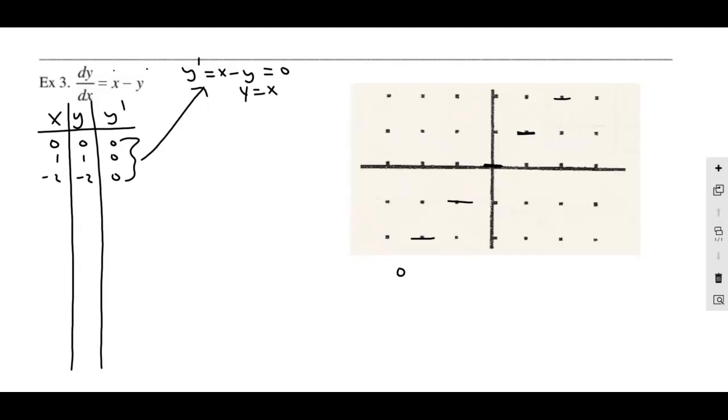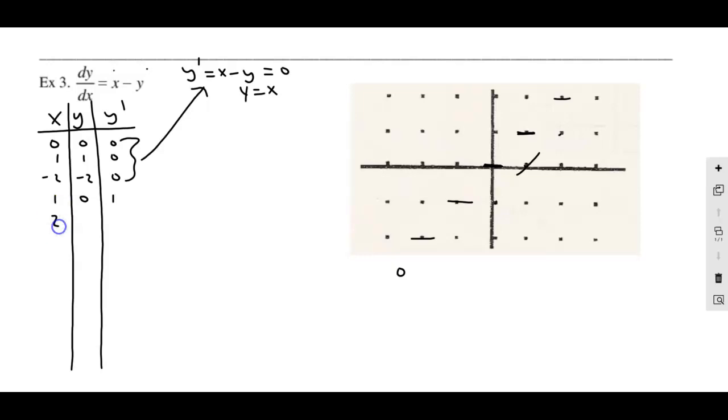Let's go test something. Like how about the point right here to the right of the origin, which is the point 1, 0. Now this function, the slope field, says x minus y. So 1 minus 0 gives us 1. So the slope on that point would be 1. Let's go test another point on that same diagonal. Like how about this one or this one? It doesn't matter.